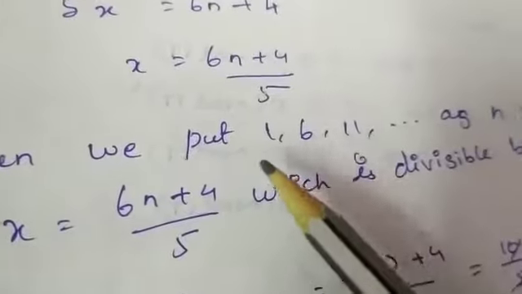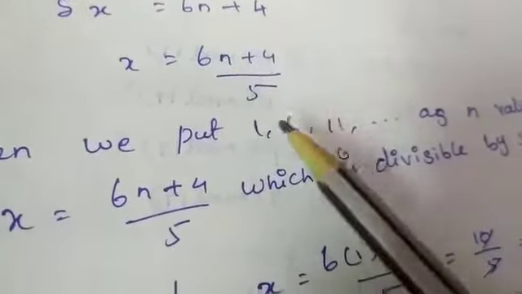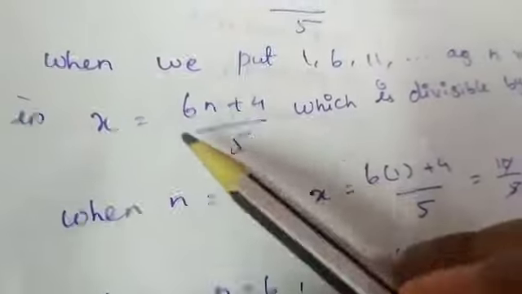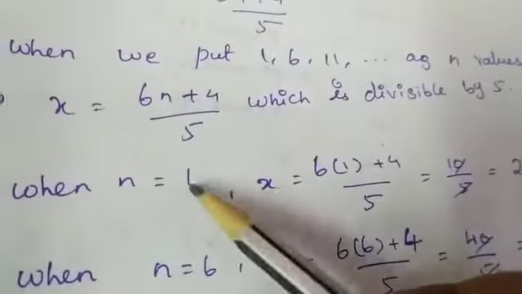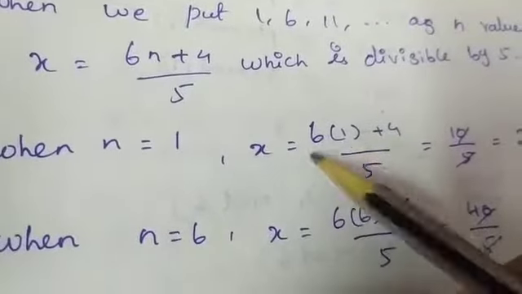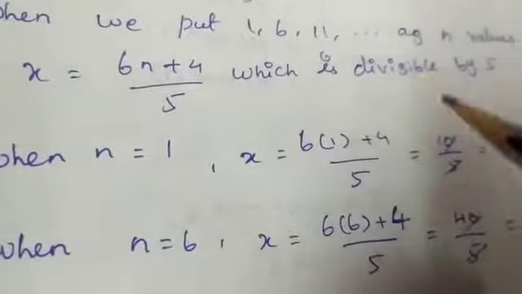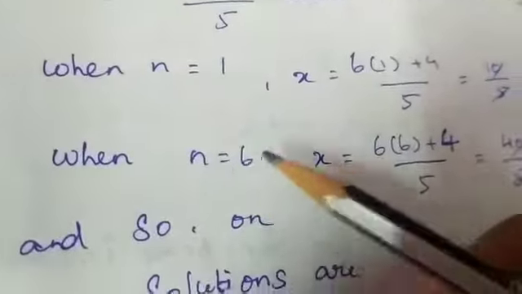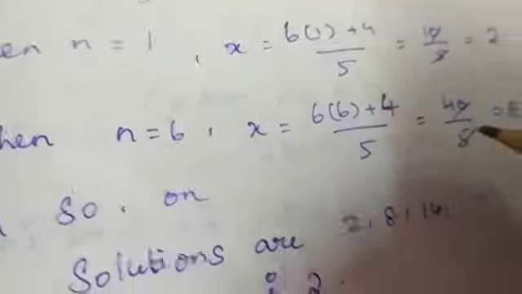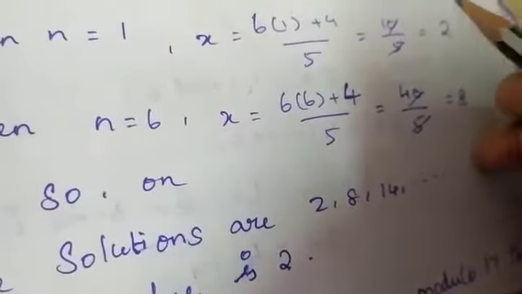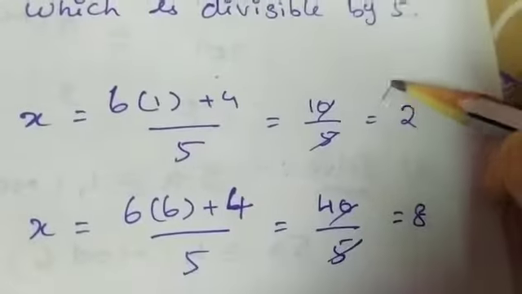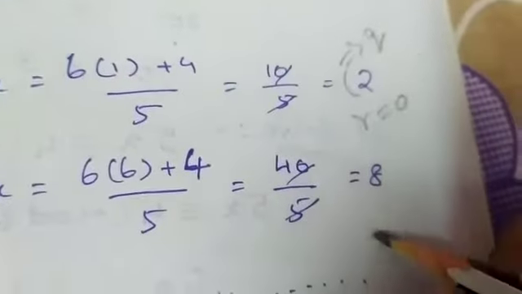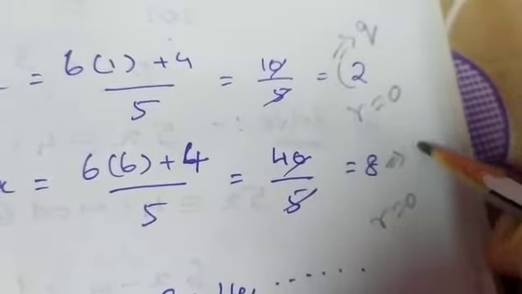When we put n values as 1, 6, 11 till infinity as values in x. So for n equal to 1, x equal to 6 into 1 plus 4 by 5, so 10 by 5 equal to 2. Then when I put n equal to 6, I will get 6 into 6 plus 4 by 5, that is 40 by 5, which is equal to 8. You already know, I already told you, these are the quotient, and here the remainder is 0.